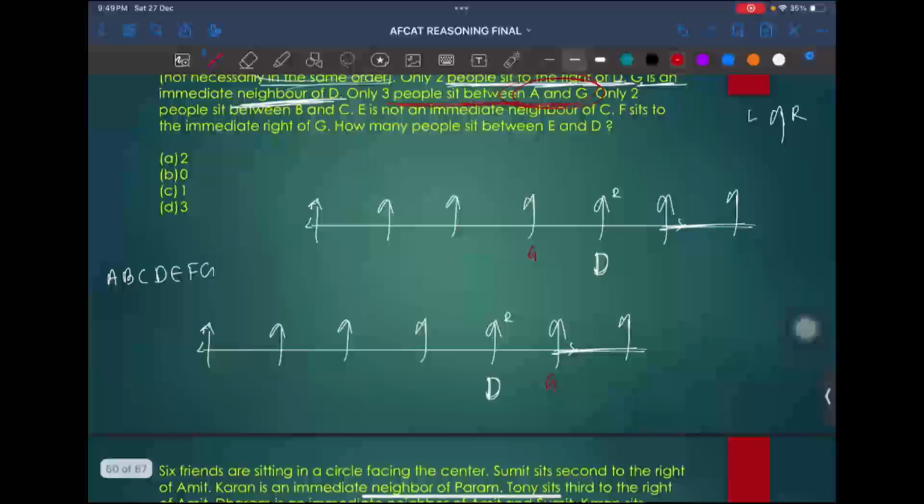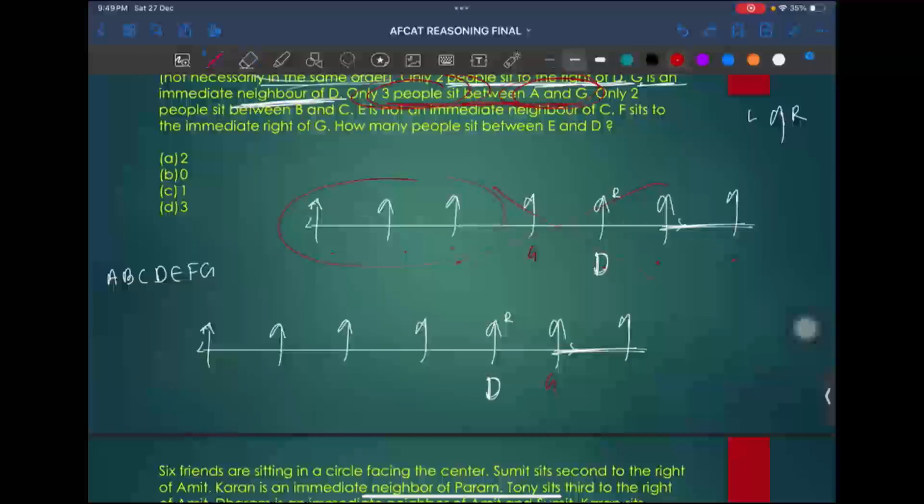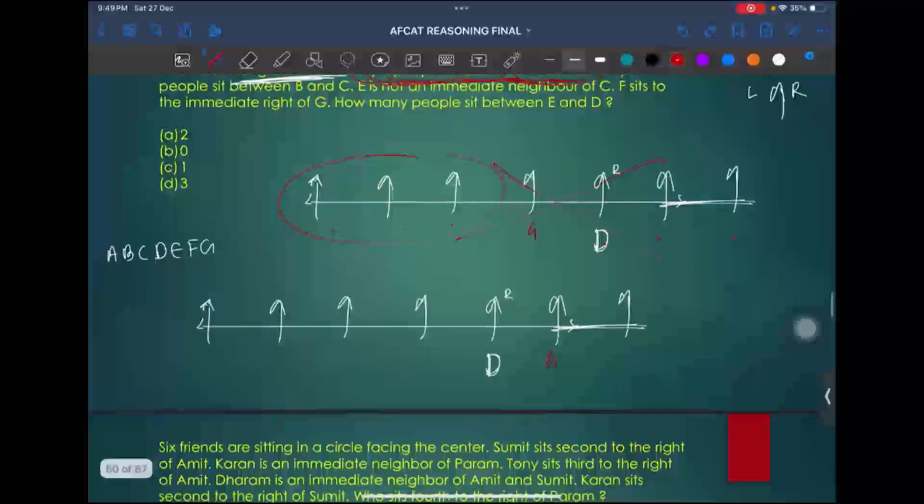They are telling that only 3 people sit between A and G. 3 people sit between A and G in the sense 1, 2, 3. This cannot be the case if I consider from this side, 1, 2, 3. So this also will not be the case because they have specifically mentioned only 3 people will sit between A and G. So the first assumption will get wrong. If I consider this one, if only 3 people sit between A and G, one person, 2 person, 3 person, so A can be here and G can be here.